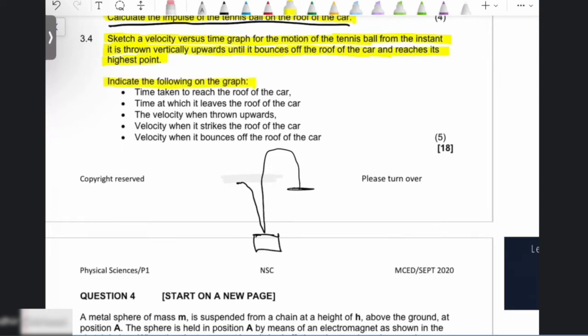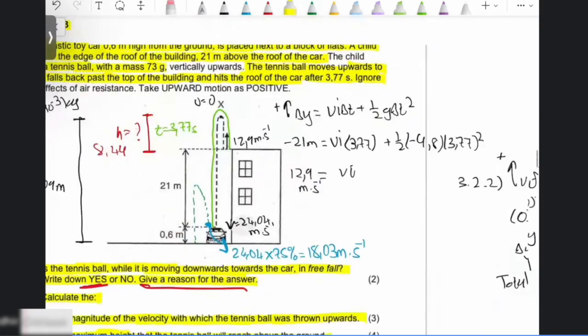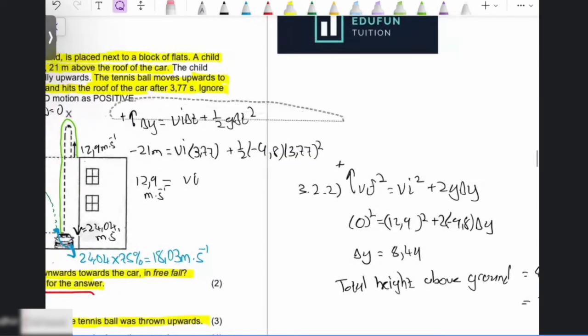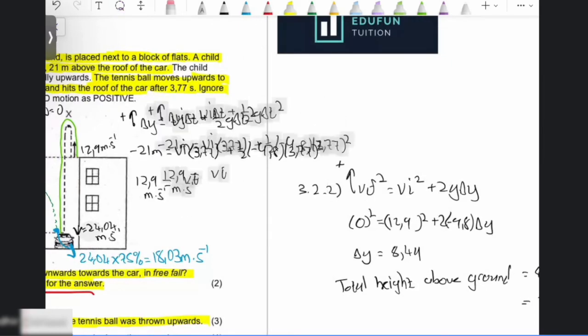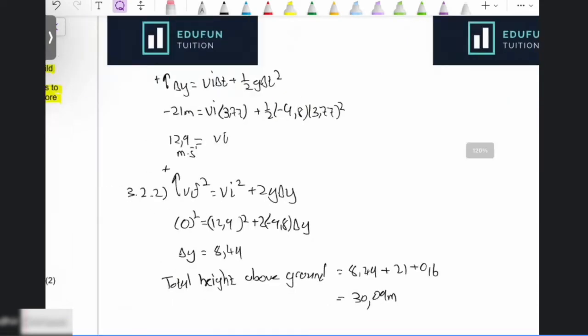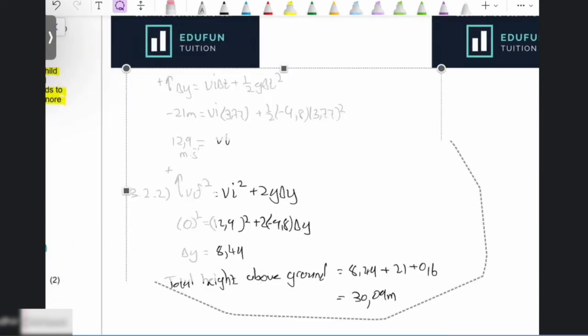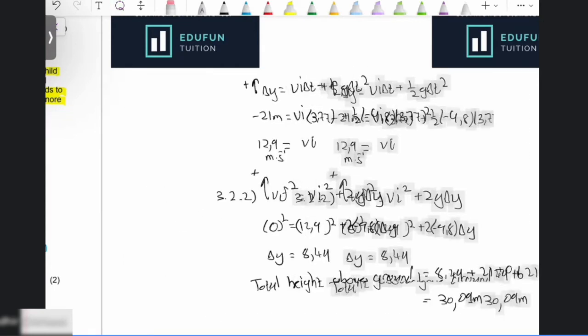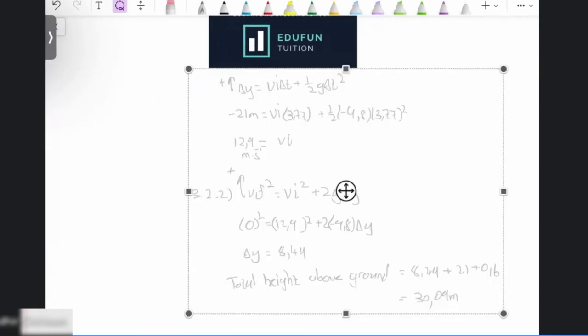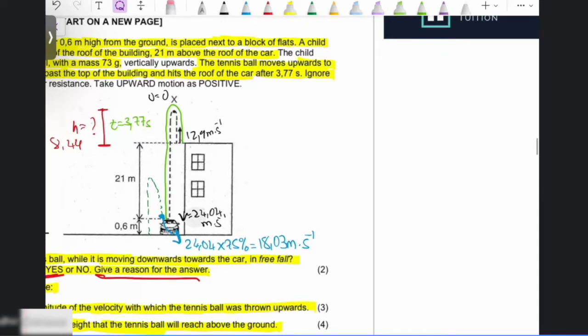All right, so it says indicate the following on the graph: the time taken to reach the roof of the car, the time at which... okay, so let's go and explain all of this here. I think for me to do that, it's best for me to do it on the side here. So I'm just going to take all of this away and then just draw it on this side. Let's just shift this whole thing. Okay, so let's use this side of the page to draw the velocity time graph. Right, so let me put it a bit straighter.